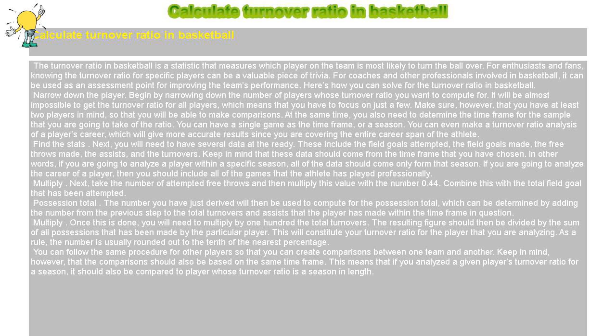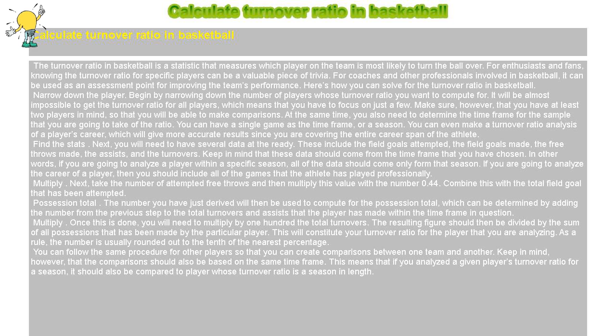Possession total. The number you have just derived will then be used to compute for the possession total, which can be determined by adding the number from the previous step to the total turnovers and assists that the player has made within the time frame in question. Multiply. Once this is done, you will need to multiply by 100 the total turnovers. The resulting figure should then be divided by the sum of all possessions that has been made by the particular player. This will constitute your turnover ratio for the player that you are analyzing.